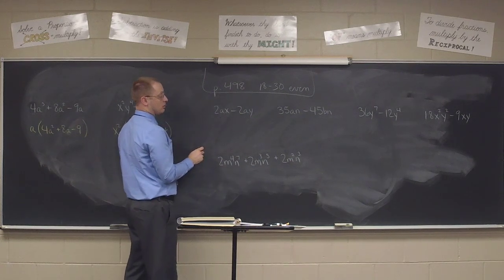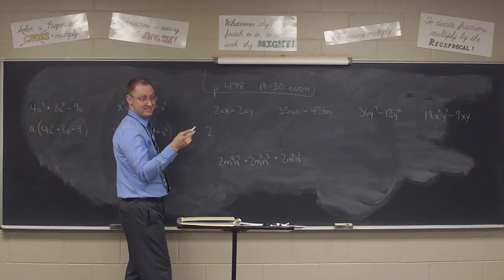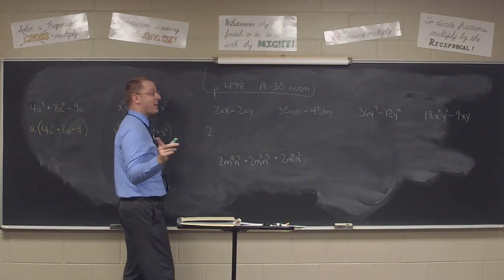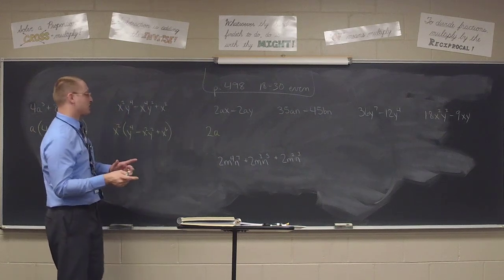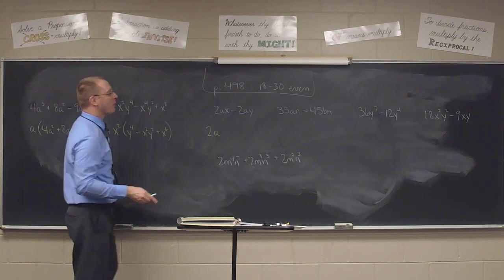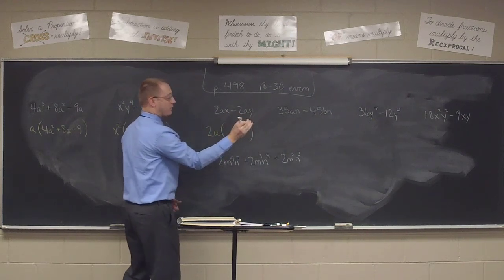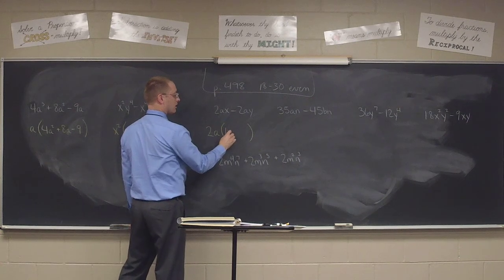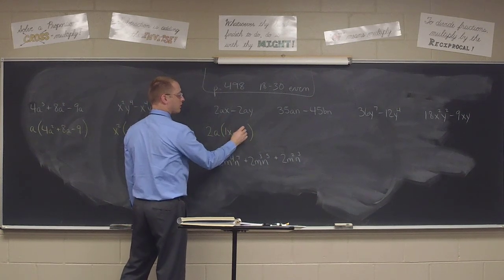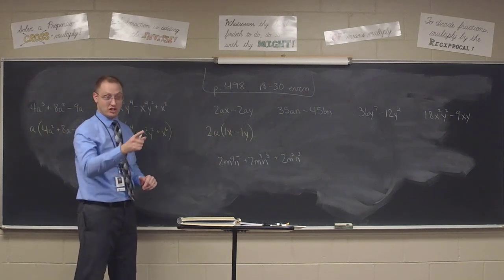On the next one, Joshua, what was common? A 2. And an a? And an a. Both. So look not just for a number, also look for a letter. What should have been left in parentheses had you pulled the 2a out of each term? 1 x minus 1 y. Good, or just x minus y would work as well. Lana, did you have that?